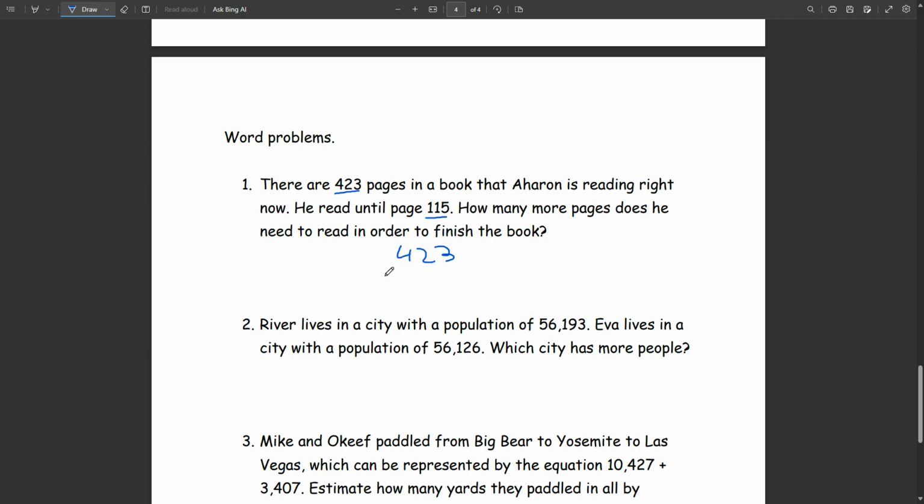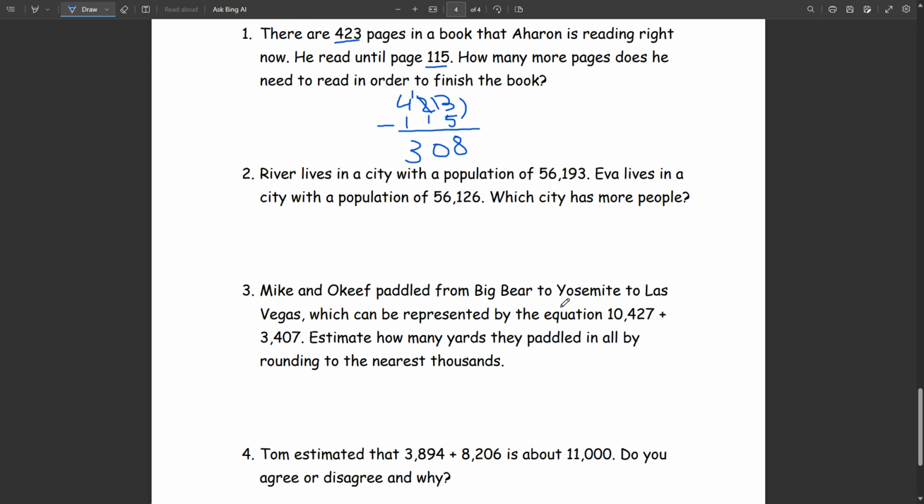So 423 minus 115. Can't do 3 minus 5, so we need to take 1 from this 2, turn it to that 1. Add 10 to the 3, which makes 13. Now it's 13 minus 5, which equals 8. And then 1 minus 1 equals 0. 4 minus 1 equals 3, so we get 308. So he needs to read 308 more pages in order to finish the book.